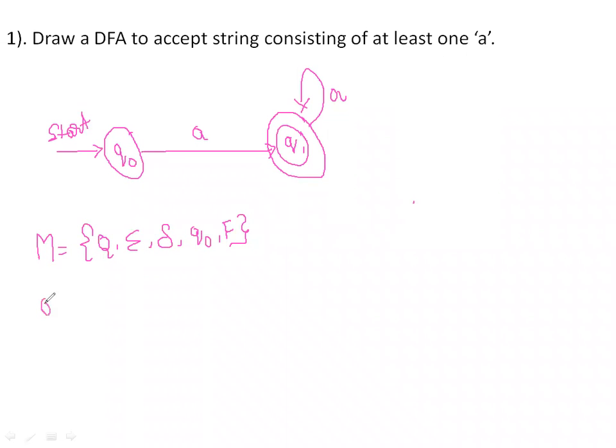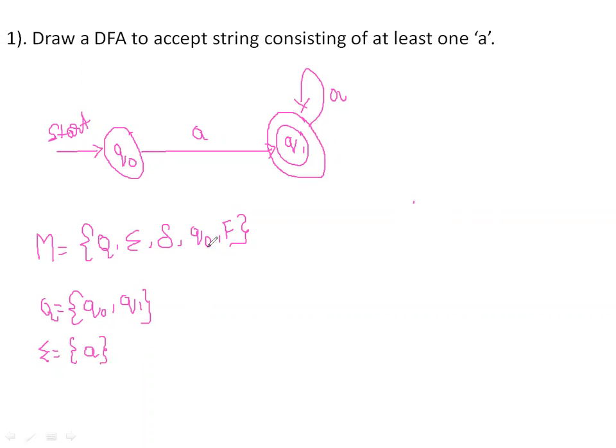Now we'll see this. What does q stand for? Q will be the number of states, or list of states, represented by q. So what are those? Q naught, comma q1. These are the two states we can identify. Then what about sigma? Sigma stands for the input alphabet. What are the alphabets we are using? Only a. Apart from a, we don't have any other alphabet. Clear?